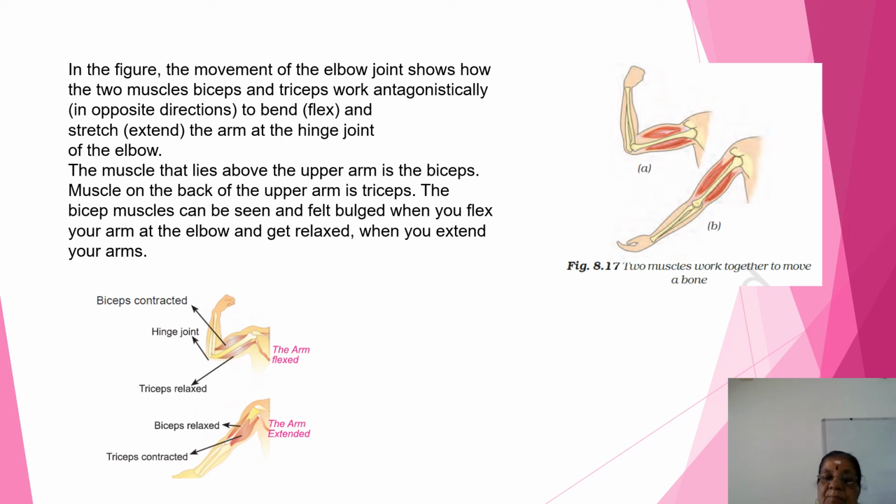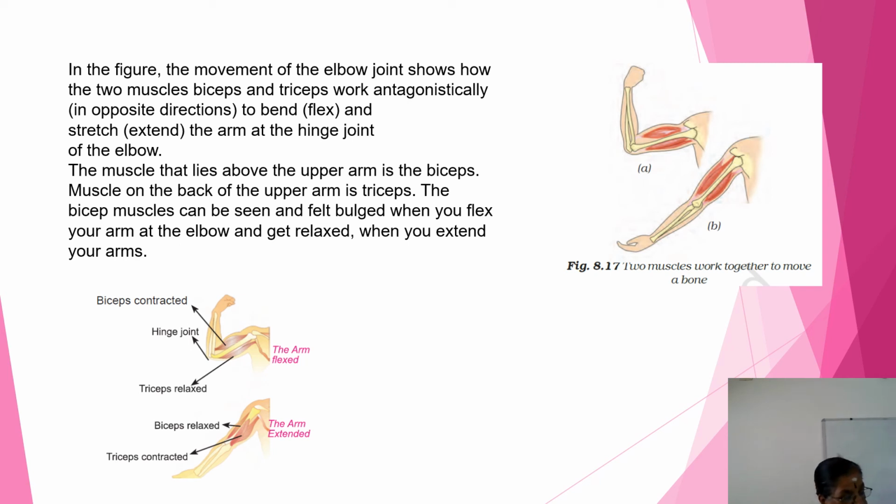Are you clear? So there is another description here. Bones and muscles work together to help the body move. I repeat, bones and muscles work together to help the body move. Now the muscles that help in locomotion are attached to the bones, while some muscles work alone. The muscles contract and relax to bring about the movement.